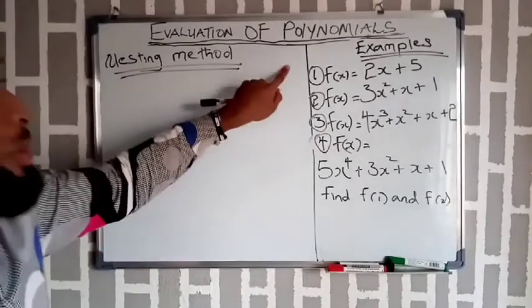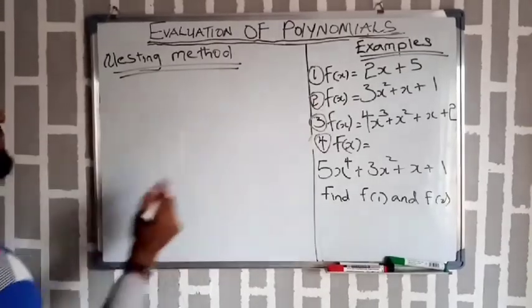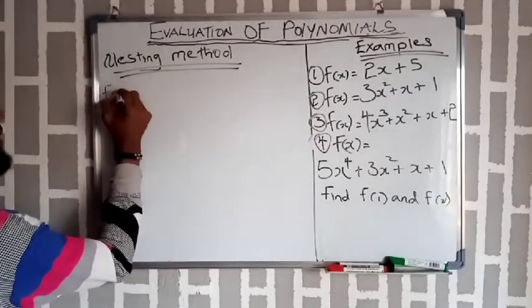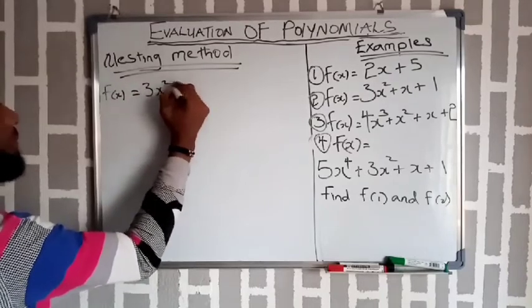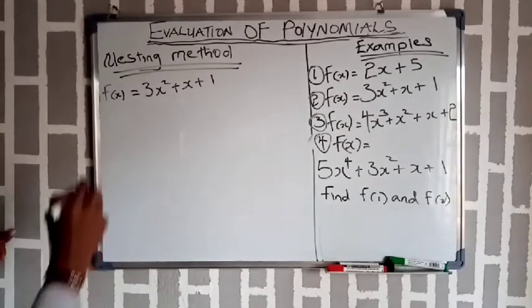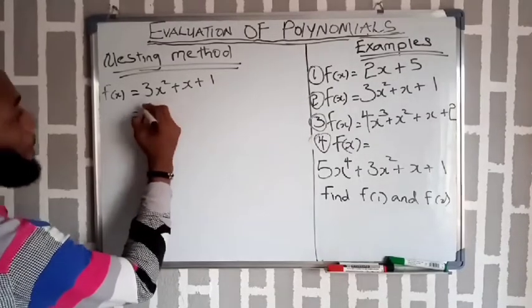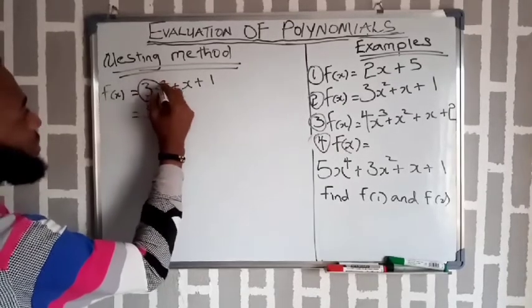Nesting method. I'll skip number 1. Let's get to number 2 first. To solve this with the nesting method, f of x equals 3x squared plus x plus 1. With the nesting method, you're going to put it in the form of a net, like 3x, we'll go with this.